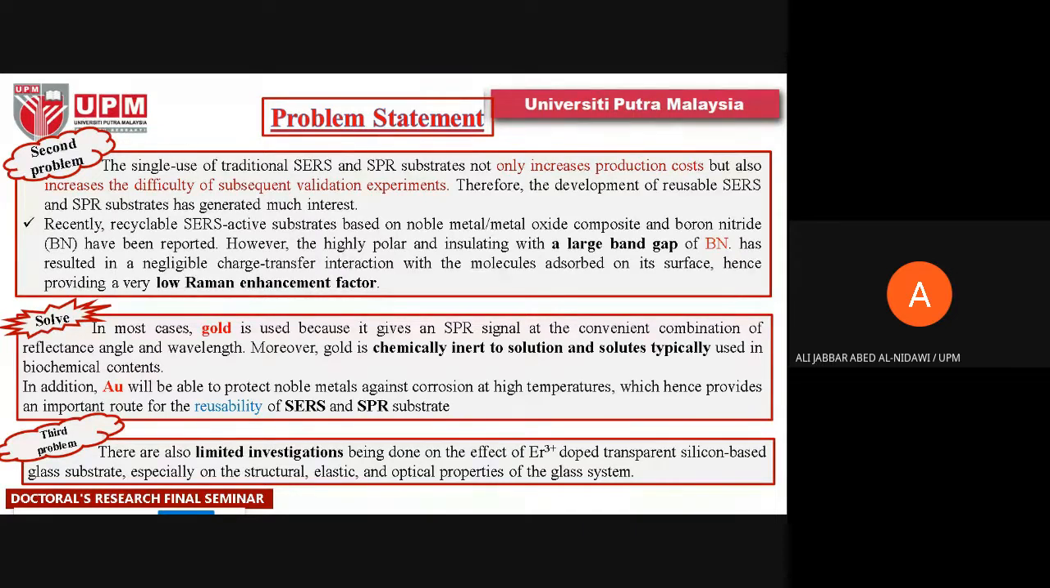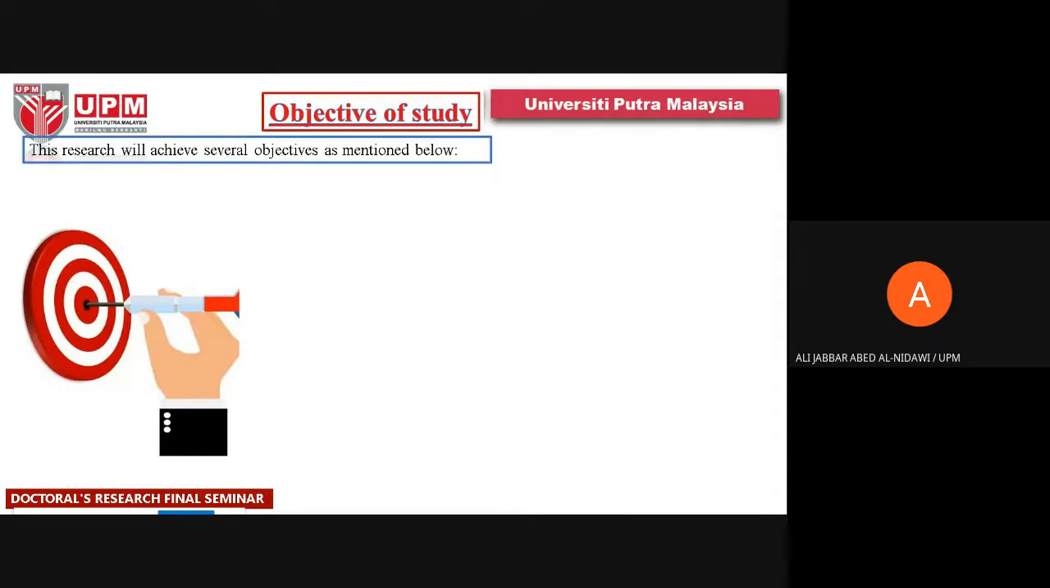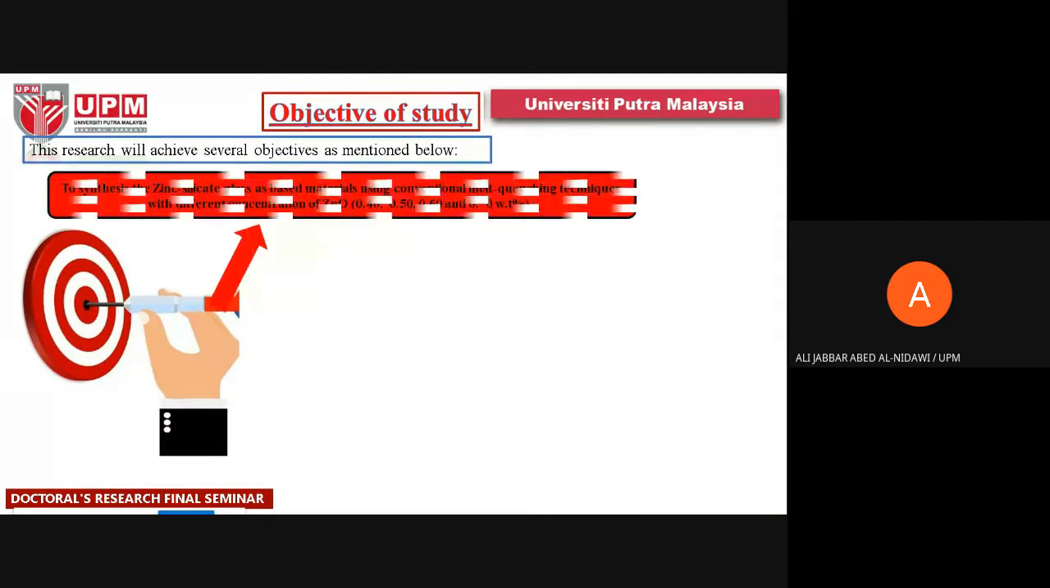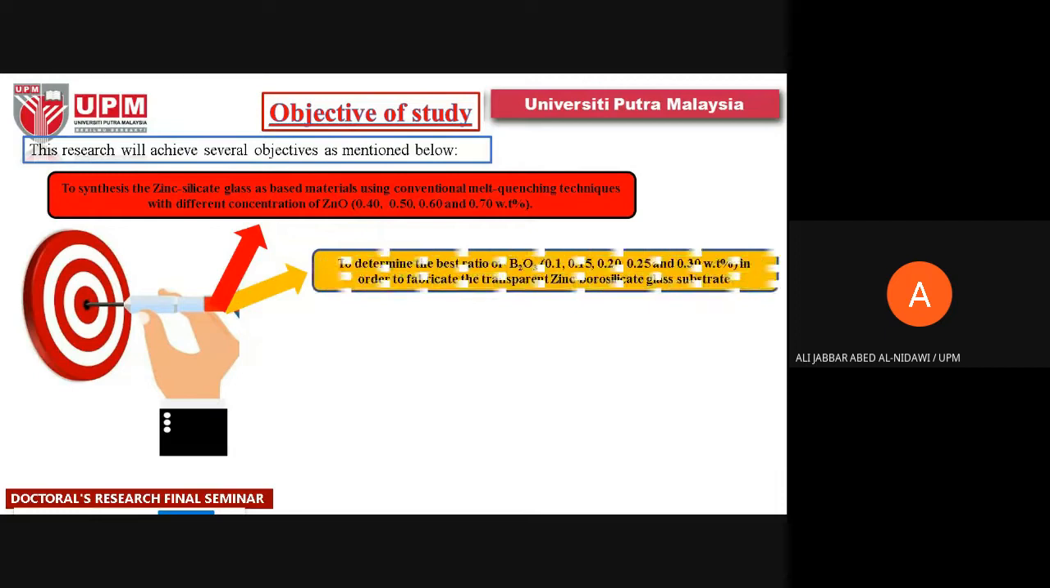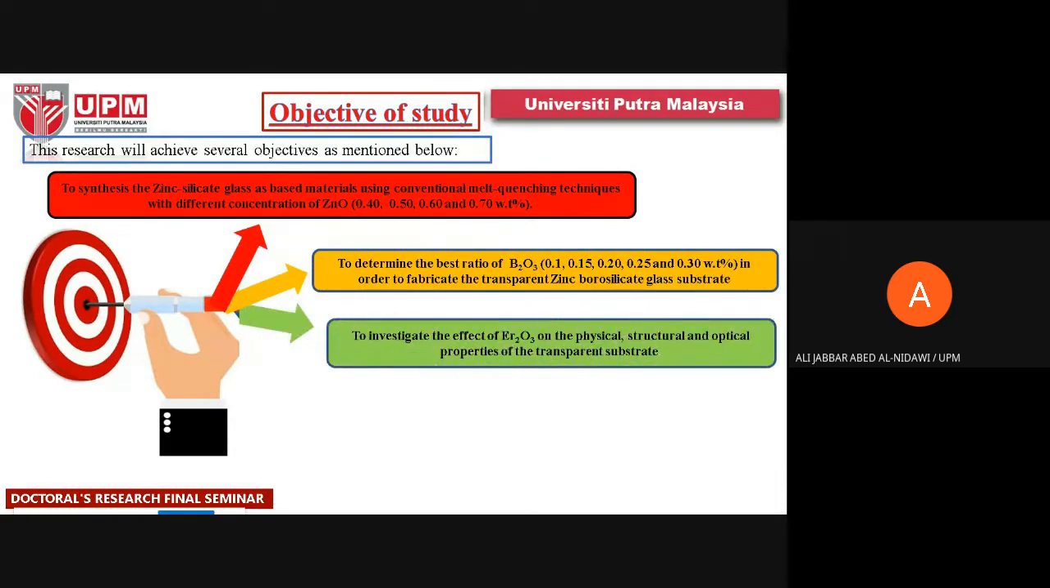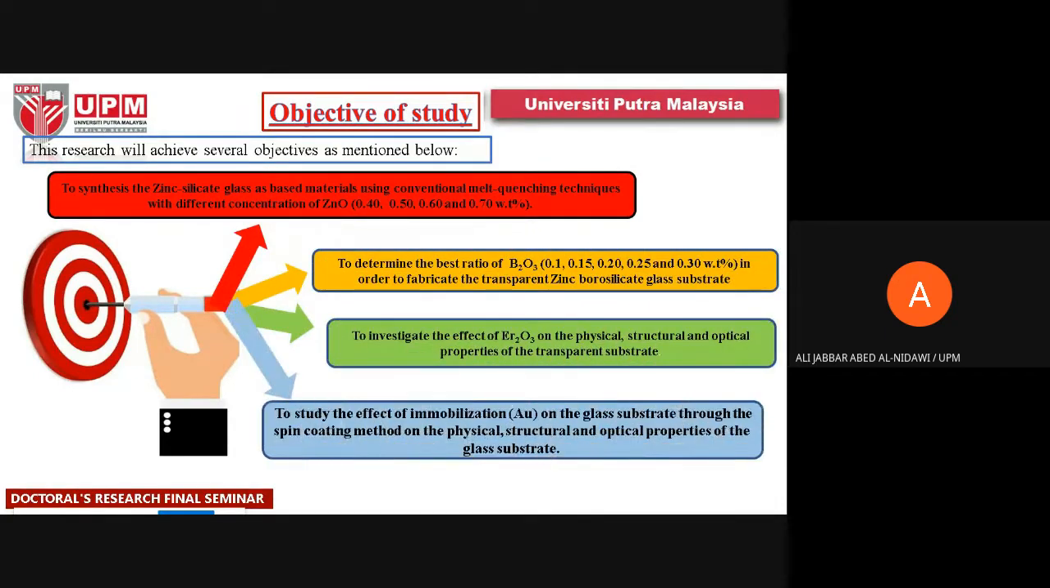The third problem is that there is also limited investigation on the effect of erbium doping in transparent silicate-based glass substrates, especially on the structure, elastic, and optical properties of the glass system. The current study investigates the effect of erbium on the physical structure and elastic and optical properties of zinc borosilicate glass substrate and the effect of the coating.